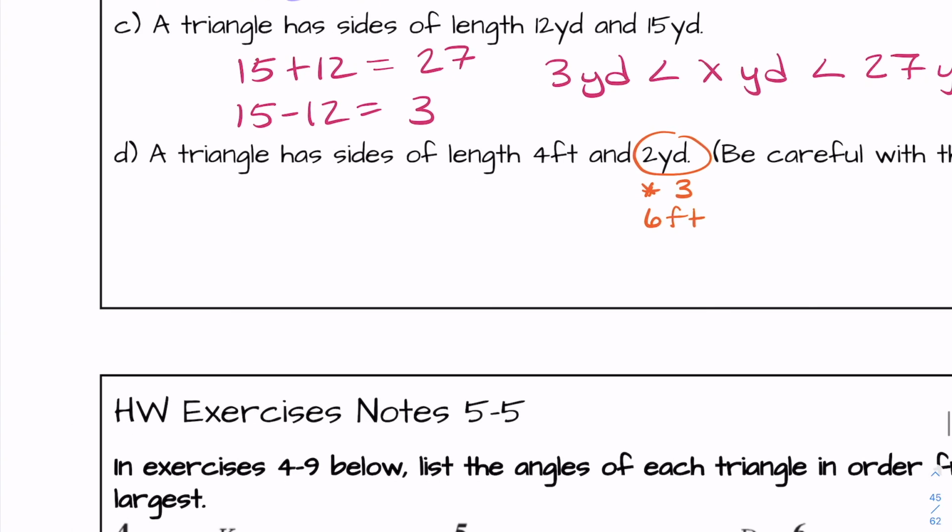So for this one, I have 6 plus 4, and I have 6 minus 4. So I have 10, and I have 2. So I have 2 feet is less than x feet is less than 10 feet.